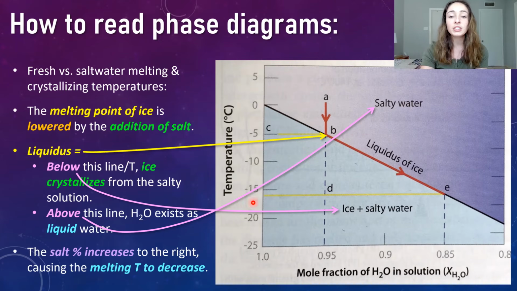On this diagram, we see salty water in the top right corner, and then ice, or solidified water, and salty water in the bottom left corner of the diagram. And then in between, there's a line labeled liquidus. This liquidus marks the temperature below which ice starts to crystallize and above which water exists only as liquid water. The reason it goes down to the right is because as the salt percent increases to the right x direction, the melting temperature of ice decreases. And so that downward trend is due to more salt.